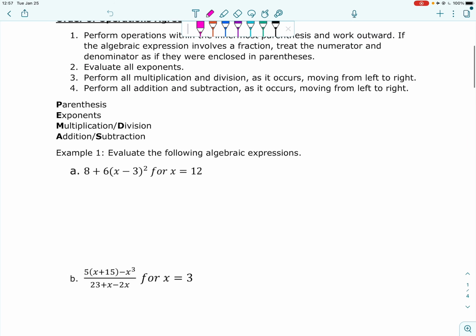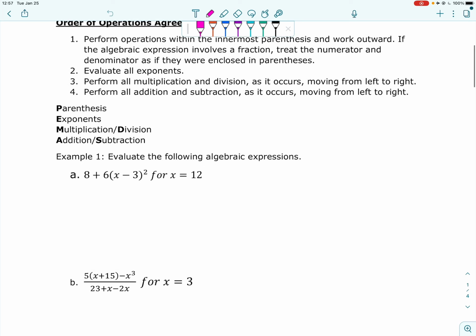So I've got a couple of examples here that we're going to do to evaluate some expressions. I have one that's a little more simple, and then I have a much more complicated one. The first one we're going to look at is 8 plus 6 times the quantity x minus 3 squared, and we're going to put in x equals 12. The first thing I'm going to do is rewrite this expression. Anywhere I see an x, I'm going to replace that with a 12. So 8 plus 6 parentheses 12 minus 3 squared.